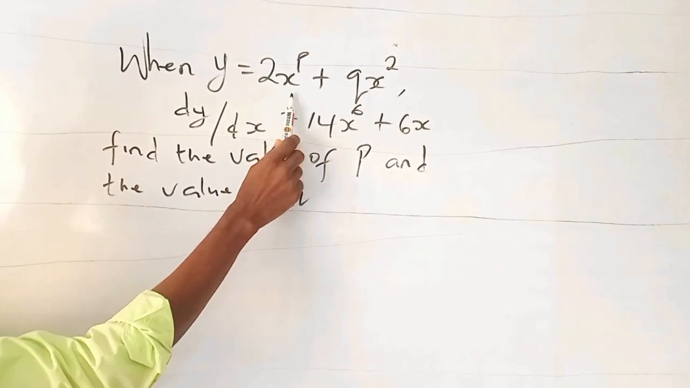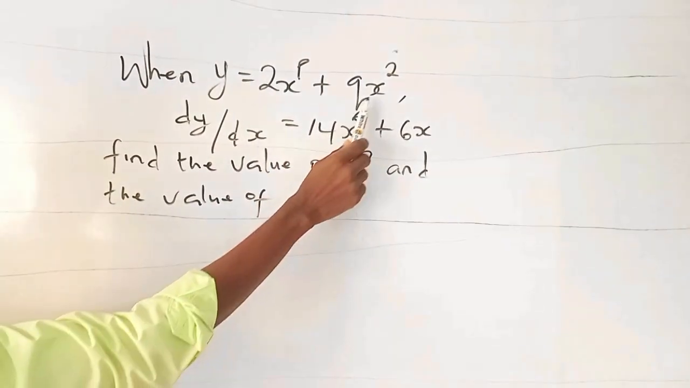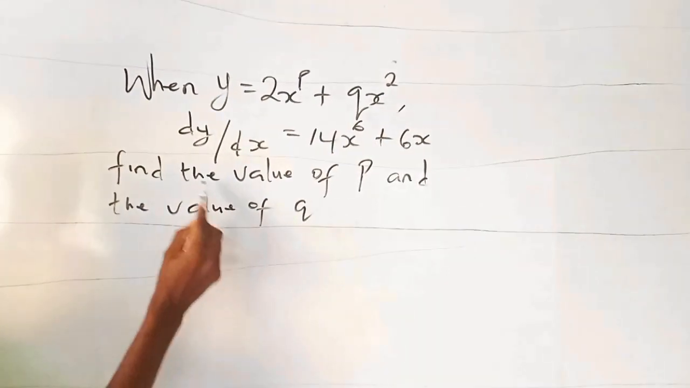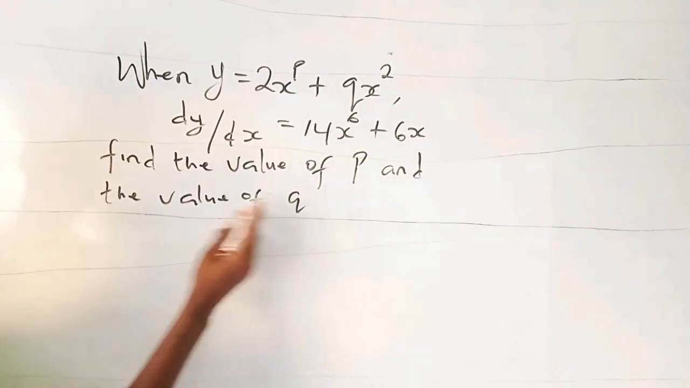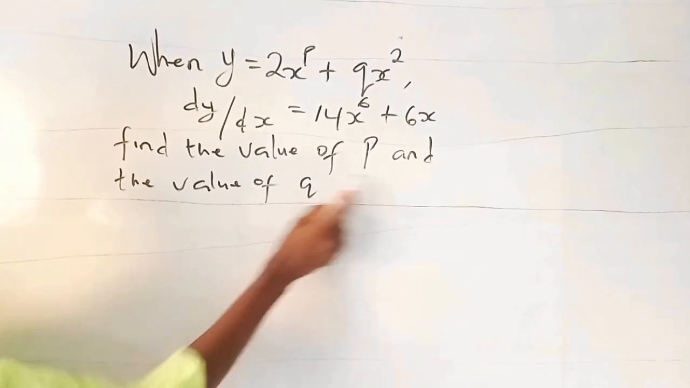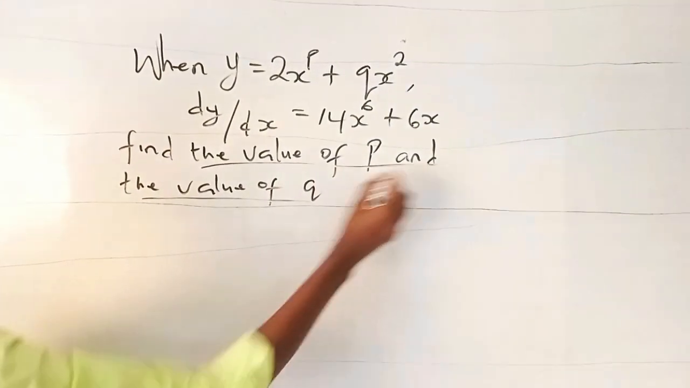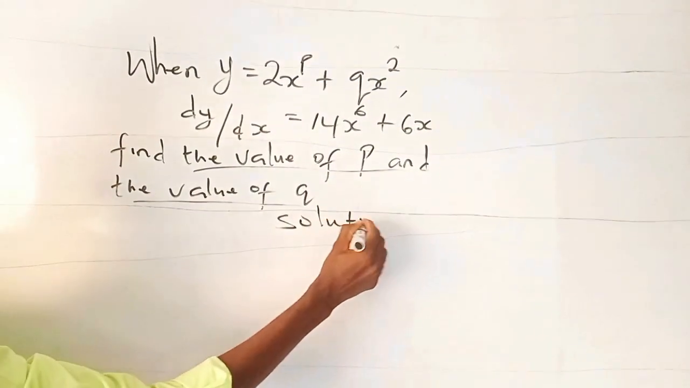y equals 2x raised to the power p plus qx raised to the power 2, and dy/dx is 14x raised to the power 6 plus 6x. Find the value of p and the value of q. This is a requirement. So we say solution.